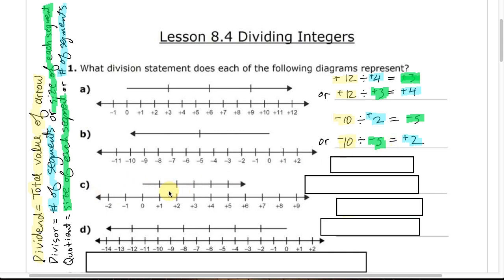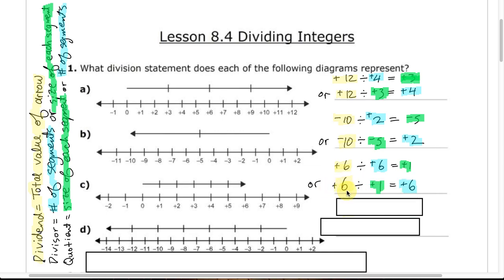And part C will be doing the same thing. So we start with positive 6 as our dividend, and if you're dividing it into 6 segments, then the size of each segment will be 1. Or you could say that you're taking 6 and dividing it into segments of size 1, and so the answer will be the number of segments that you get, which is positive 6.